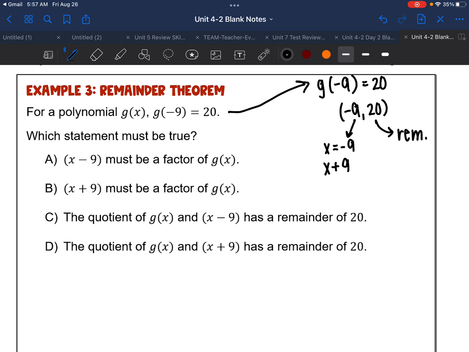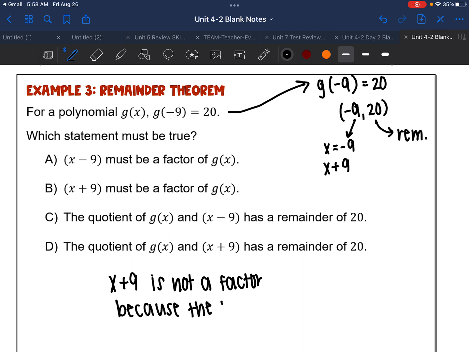Based on that, and I'm going to write this down here below, based on that, we can say that x plus 9 is not a factor because the remainder is 20. And in parentheses, I'm going to put not 0, because that's the big thing, because it has to be 0 for it to be a factor. If it's literally anything else, it's not a factor, okay? So x plus 9 is not a factor because the remainder is 20, not 0.